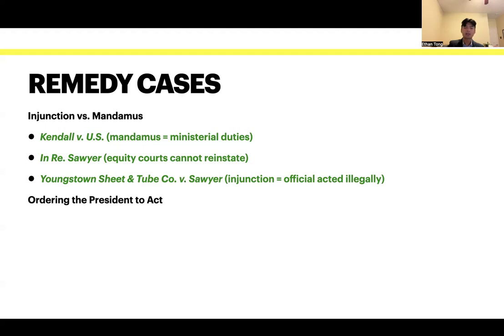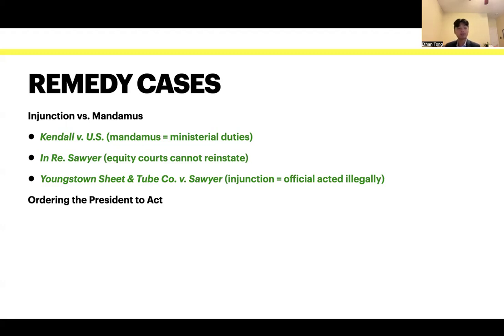The second class of cases is a whole other argument. So far we've been talking about injunction or mandamus. Now I want to talk about this second set of cases, the second argument, which is: can the courts order the president to act? To set this up for you, it seems a little bit radical that the courts could order the president to act in a certain way, because the president should be able to control his own decisions. Why should the courts tell the president how to act?